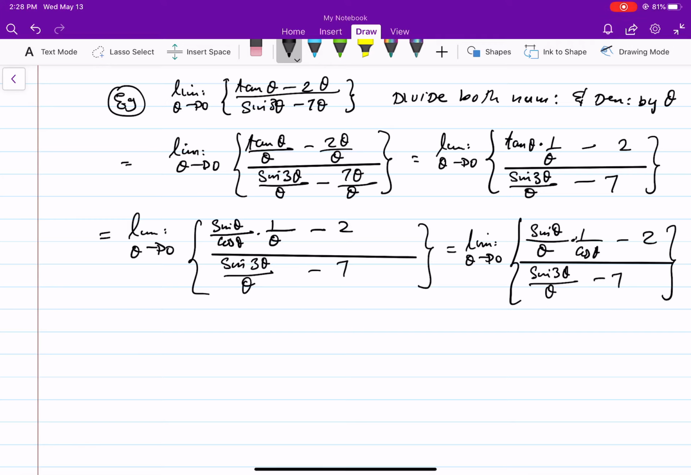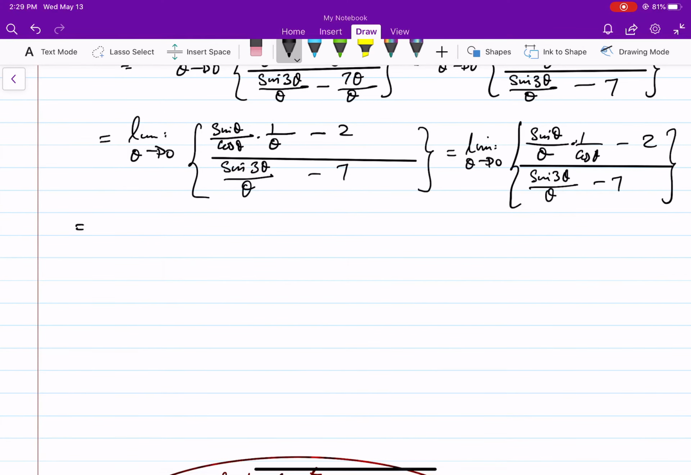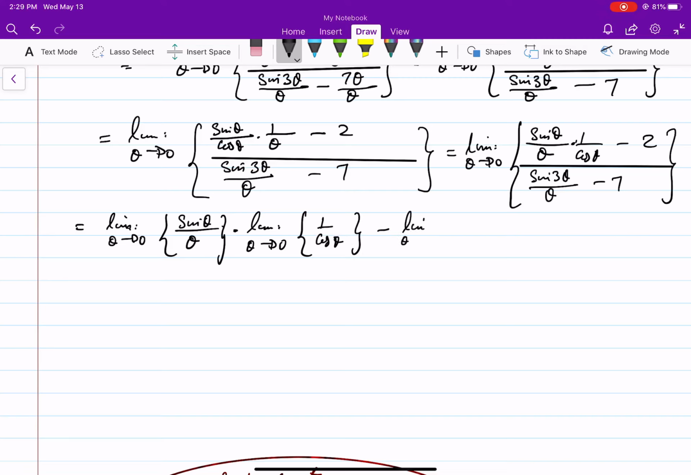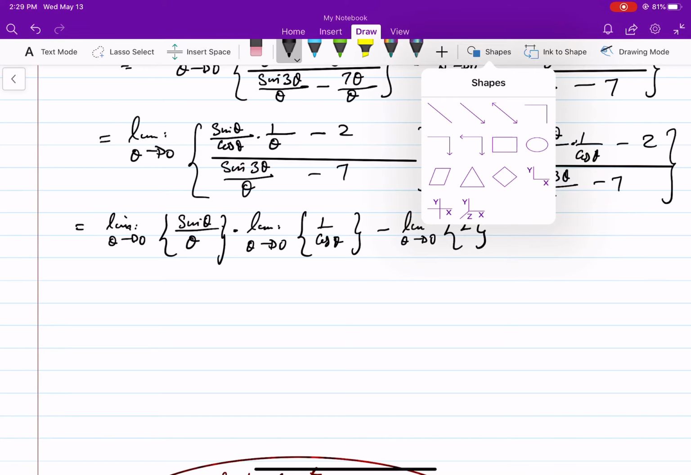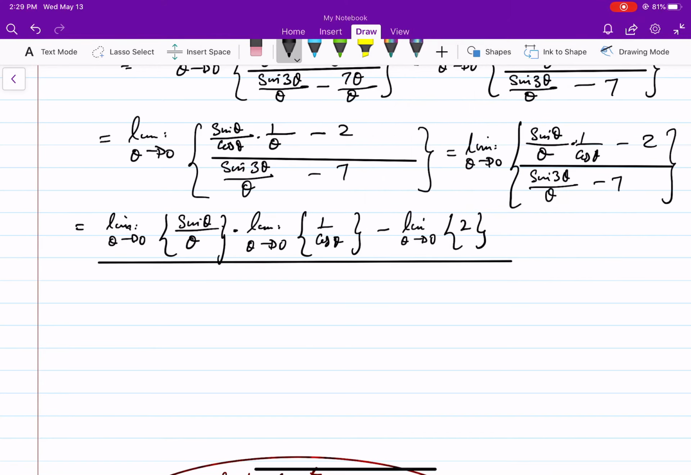So I'm going to split this up into a bunch of different limits. Y'all ready? This is equal to the limit as theta approaches 0 of sine theta upon theta times the limit as theta approaches 0 of 1 upon cos theta minus the limit as theta approaches 0 of 2, all upon the limit as theta approaches 0.